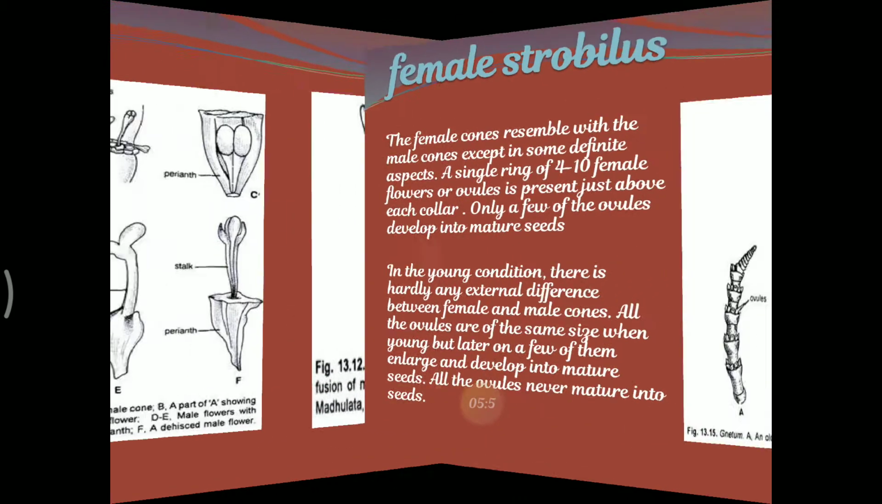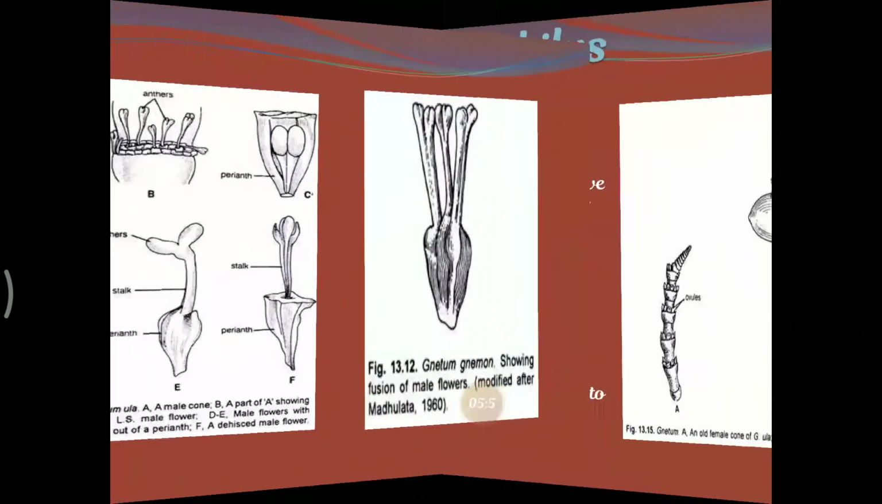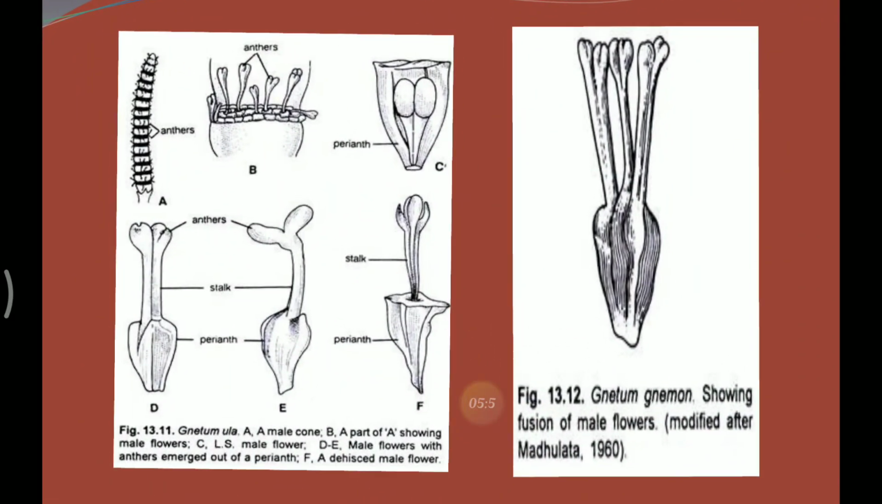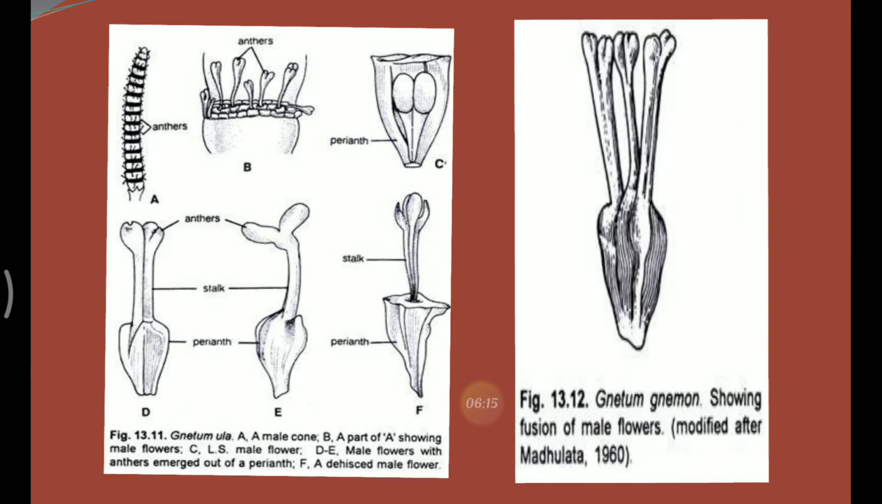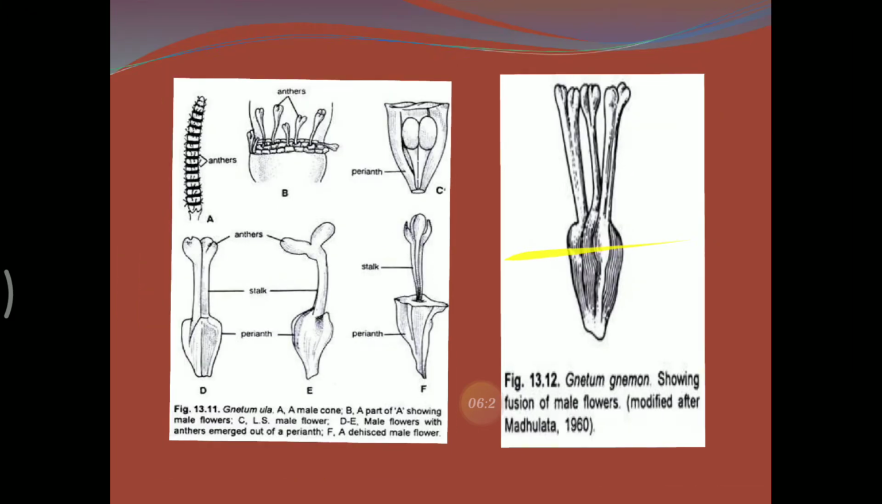Here we can see the perianth. The sporogenous cells divide into outer tapetal cells and inner spore mother cells. The latter undergo meiotic divisions to form haploid microspores. We can also see the stalk and the perianth. This is how we can see the male flowers. This is in Gnetum gnemon, showing a male flower, modified after Maheshwari.